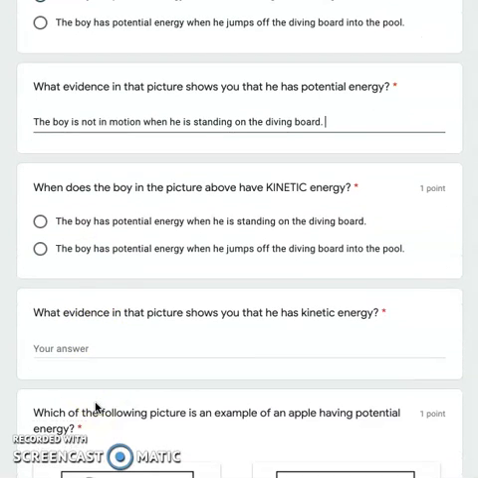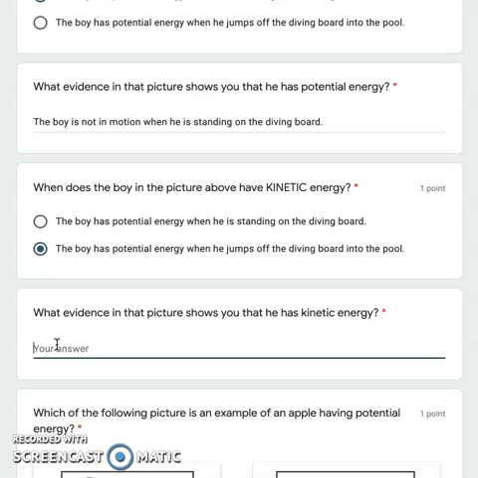So when does the boy in the picture have kinetic energy? We just talked about it. It's when the boy is diving into the pool. And my evidence is when the boy is diving into the pool, he is in motion.